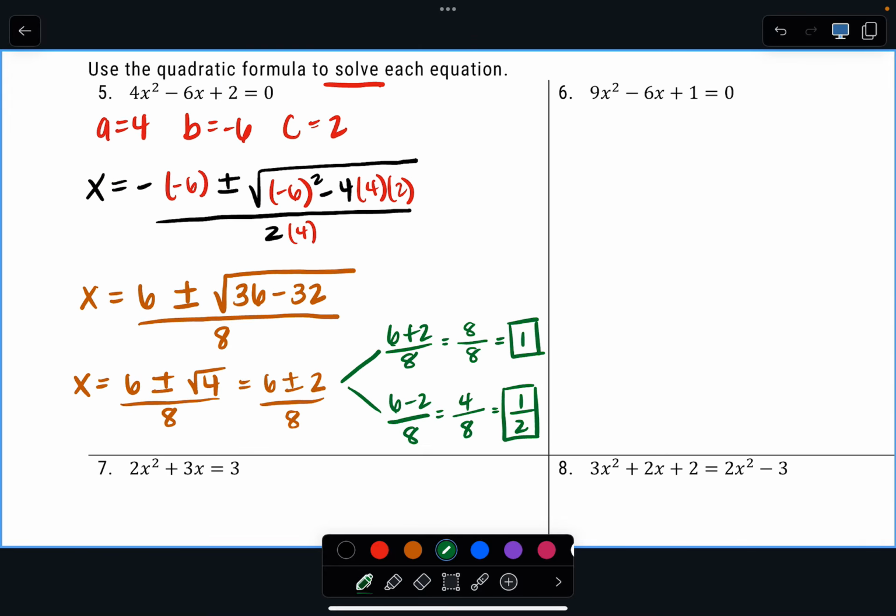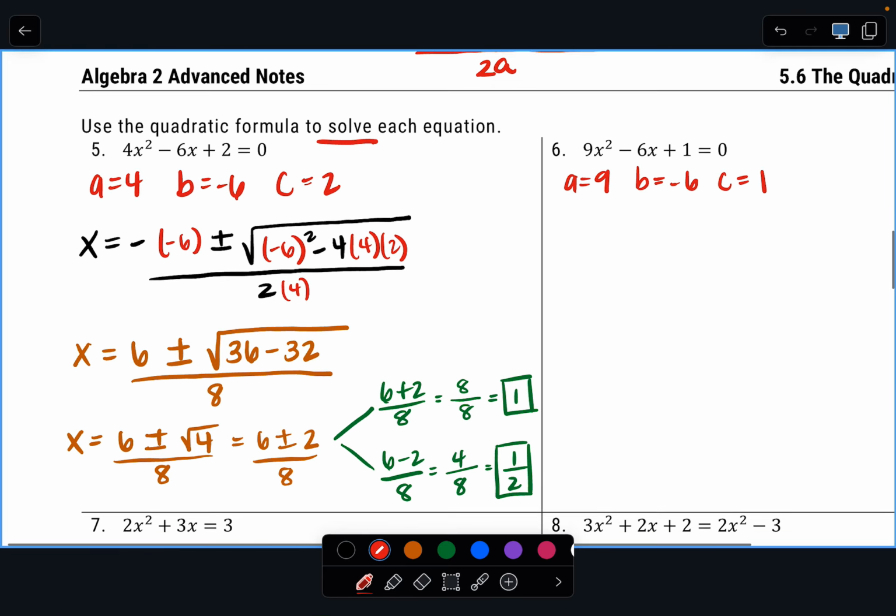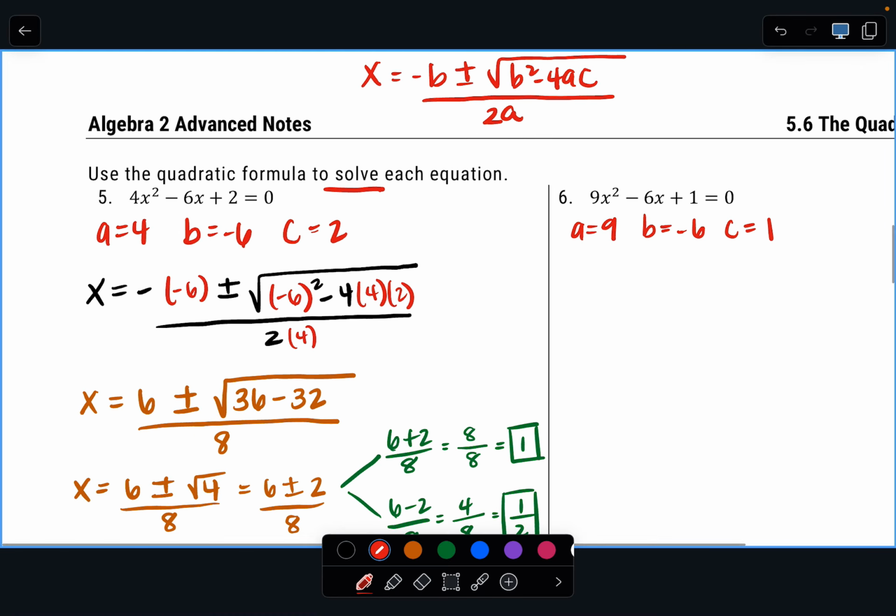So what is my A? 9. My B is -6. My C is 1. So I know my A, my B, my C. I'm doing the exact same steps. I'm going to the quadratic formula and I'm plugging in A, B, and C where they are in the equation. So I'm going to have x equals -b plus or minus the square root.